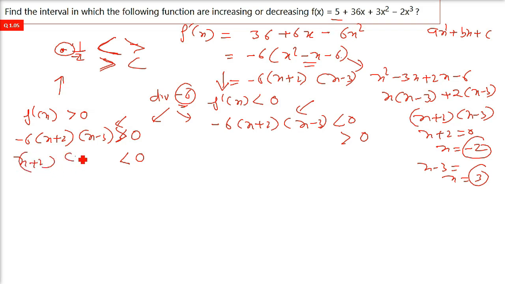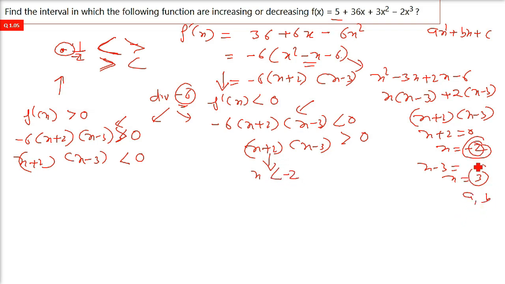x plus 2 into x minus 3 is less than 0. Here we have x plus 2 into x minus 3 greater than 0. So we have seen the explanation already. Now we can directly write the answer because it is quite clear. x plus 2 and x minus 3 multiplied greater than 0 means x should be, which one is lower, which one is higher. Please remember, -2 is lower and 3 is higher. So minus infinity to minus 2 is one interval and 3 to infinity is another interval, which I can very well say.